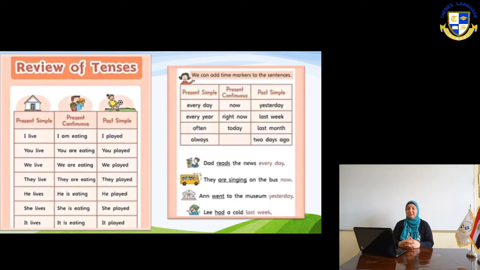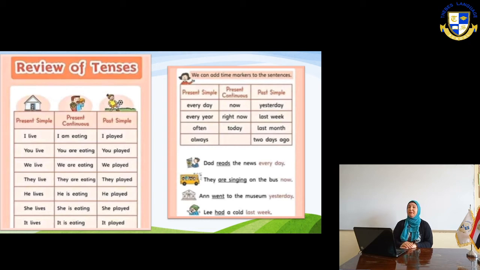About the present continuous, of course, you use the verb to be and you add ing to the verb after it. I am eating, you are eating, we are eating, they are eating, he is eating, she is eating, it is eating. And of course, you use am with I, are with you, they, and we, and is with he, she, and it. And you add ing to the verb after the verb to be.